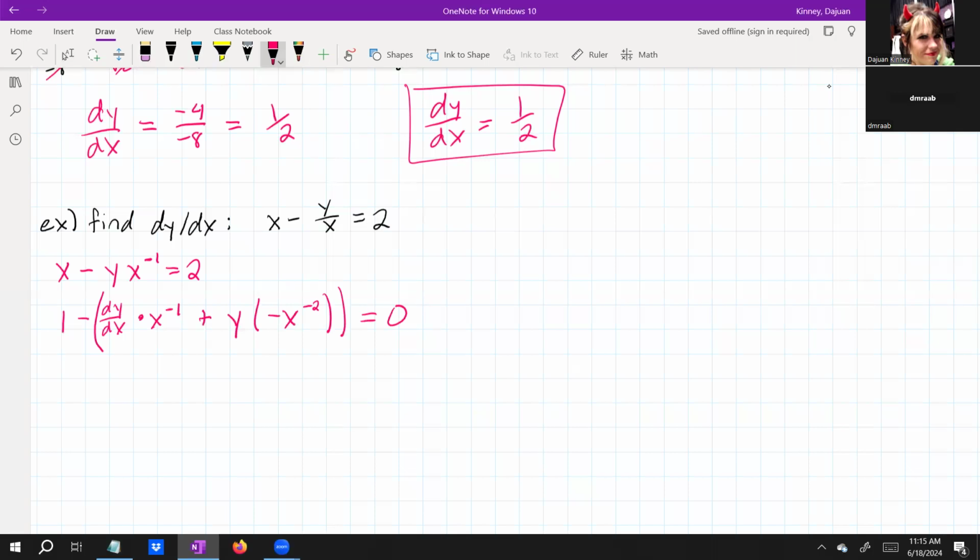It's kind of gross. 1 minus, let's clean up, dy over dx times 1 over x. We're going to have a double negative, so we have y times negative x to the negative 2, negative, so this gives me plus y over x squared equals 0. Excuse me. I'm going to move everything with the dy/dx on one side, everything else on the other. In this case, I'm going to move the dy/dx over to the right, so it's positive.